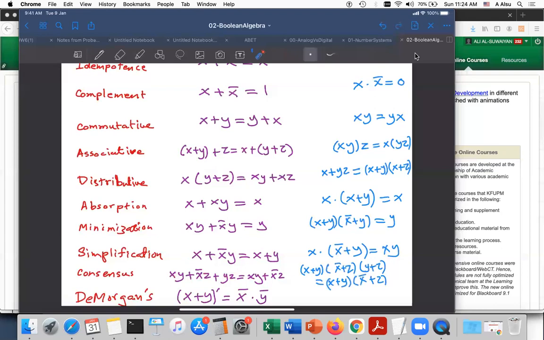When you do Boolean algebraic manipulation, you realize by the consensus theorem that this is redundant and you can remove it. Okay, also here you can see that this is equivalent to this, and you can see that this is redundant.